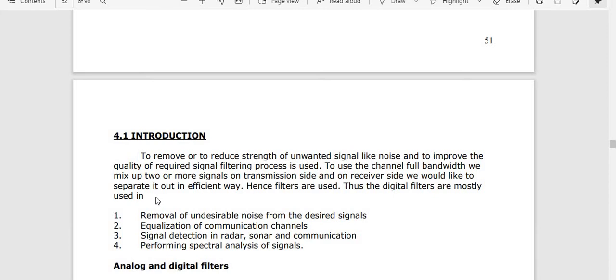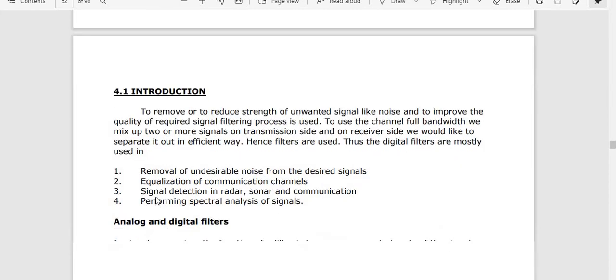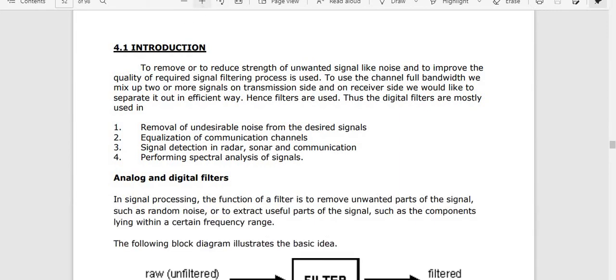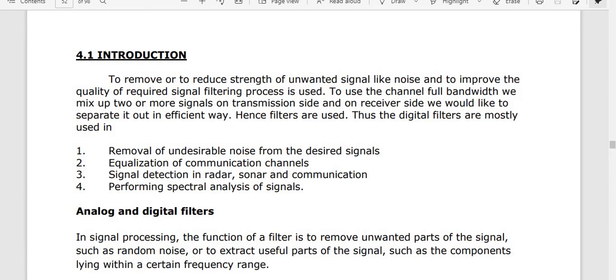In what situations are digital filters desirable, and what are the reasons for it? Digital filters are used for various applications. First is removal of undesirable noise from the desirable signal. Whenever we have undesirable noise or an undesirable signal and we try to remove it from the desirable signal, filters are used.